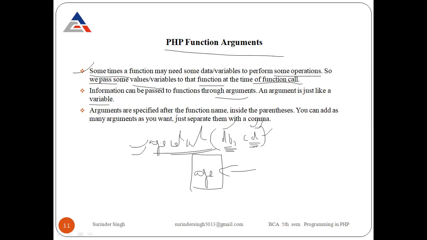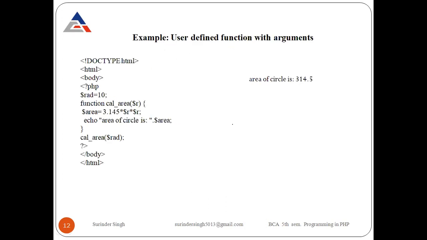Arguments are specified after the function name inside the parentheses. After the function name, here age calculator, in the parentheses you can add as many arguments as you want. Clear? Just separate them with a comma. You can add any number of arguments, just separated with a comma. Here we have an example of a user defined function with arguments. Clear? Now see this example.